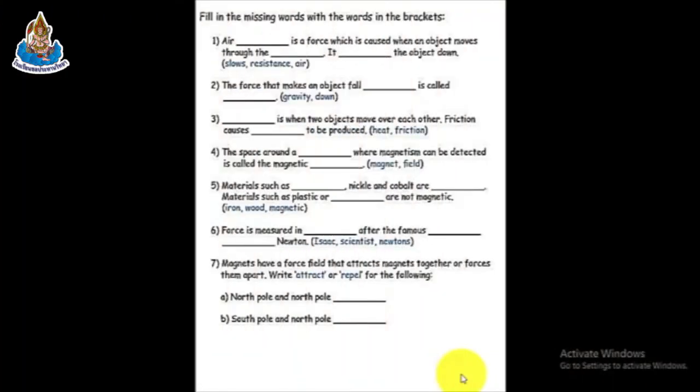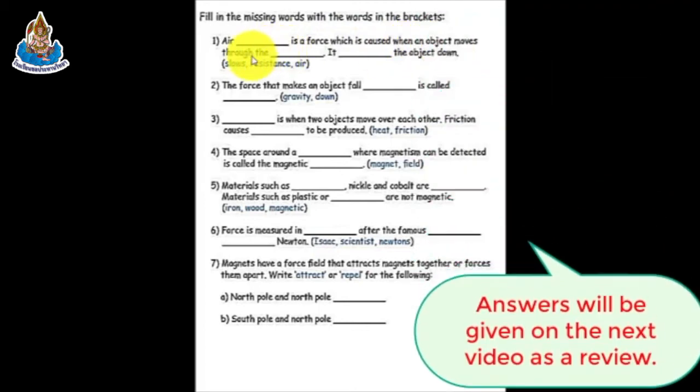Okay, now I want you to answer your types of force worksheets. You have there 7 items. What you're going to do is simply fill in the missing words with the words in the bracket. Example number 1: Air blank is a force which is caused when an object moves through the blank. It blank the object down. The answers that you're going to write here, you're going to choose from inside this bracket.